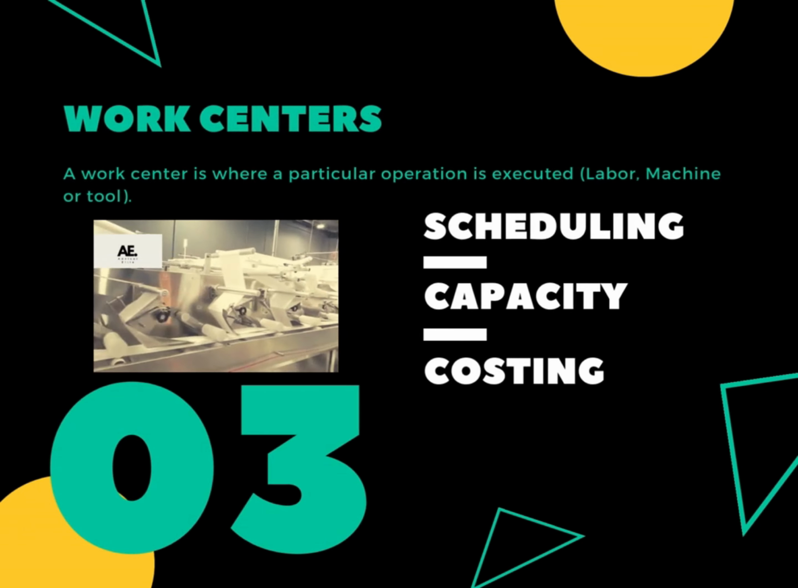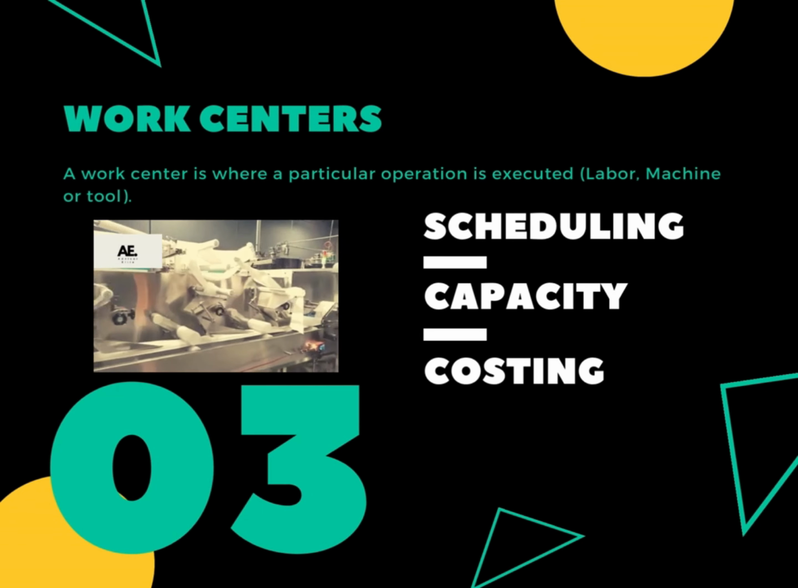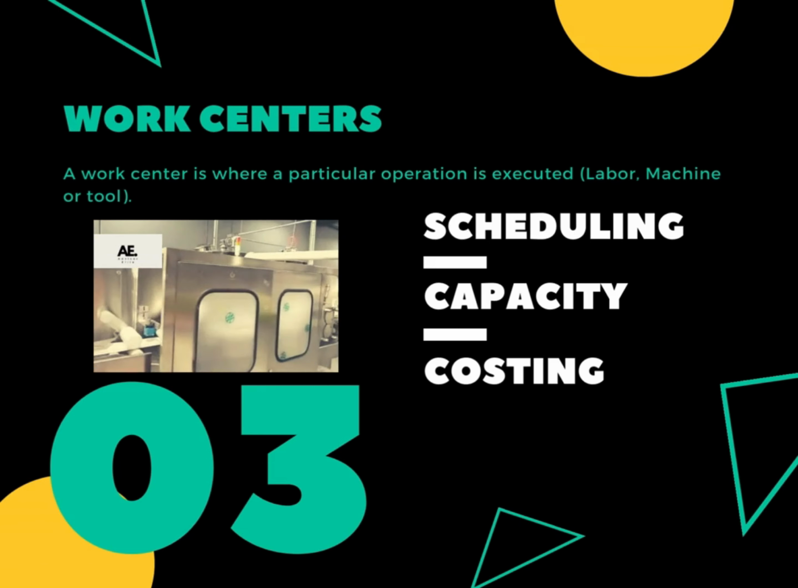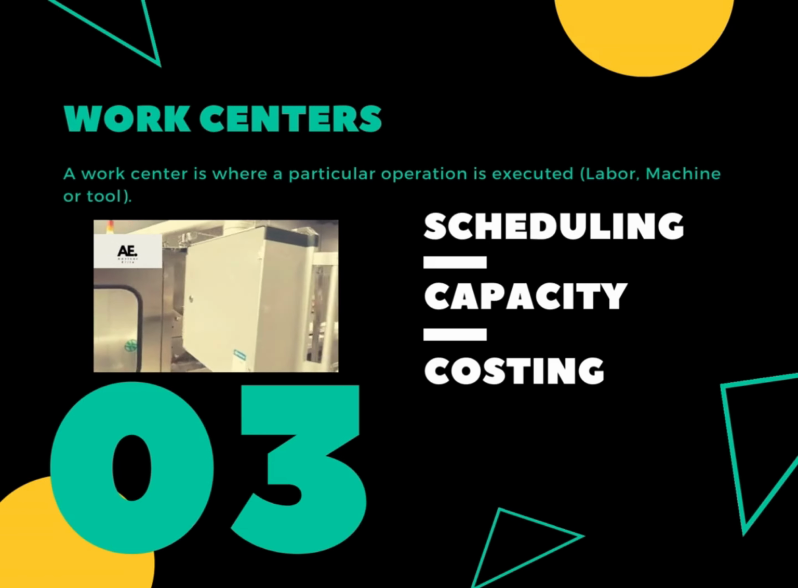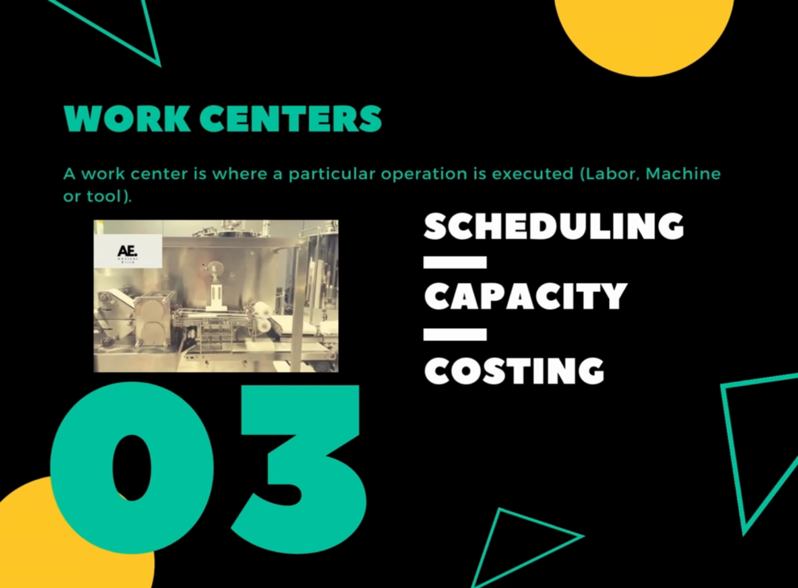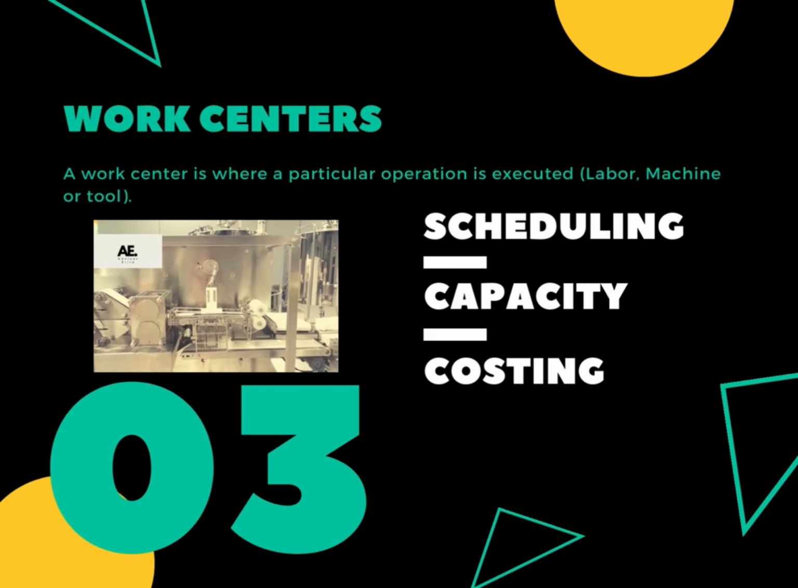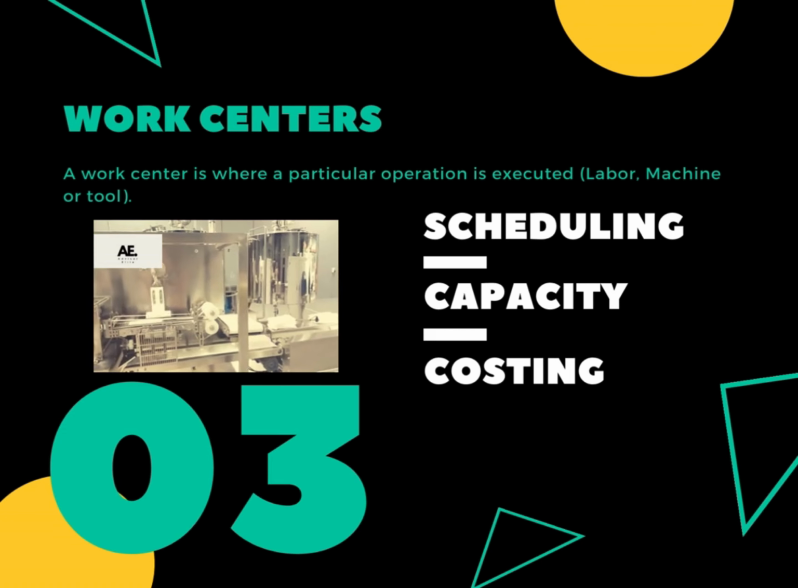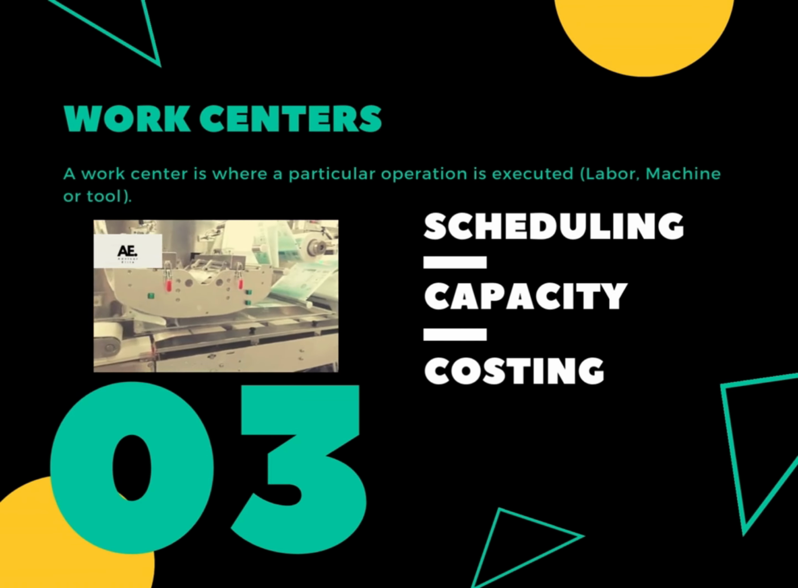Moving on, we've got the work center. This is where the production magic happens, the machines or group of machines where operations take place. Work centers are like the stages in a play. They show up in task lists, helping with scheduling, capacity, and costs.